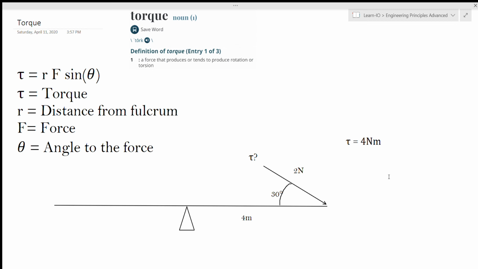So hopefully that helps you understand a little bit more about torque and how to solve torque problems that aren't perpendicular. Thank you very much.